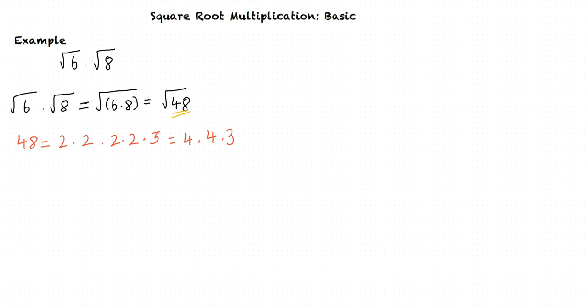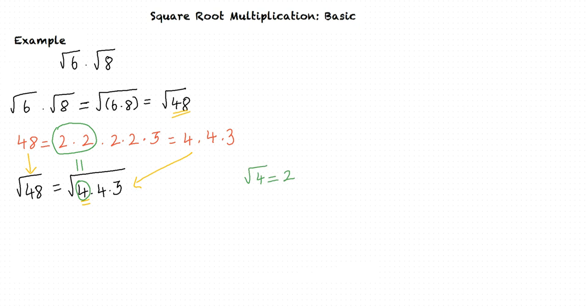times 4 times 3. Recall that square root of a number is a quantity which when multiplied by itself gives us the number. We have square root of 48 equals square root of 4 times 4 times 3. We have 4 inside a square root. We know that 4 is 2 multiplied by itself. Hence, by definition, we have square root of 4 is 2. The expression simplifies to square root of 48 equals square root of 4 times 4 times 3, which equals 2 times 2 times square root of 3, which equals 4 root 3.